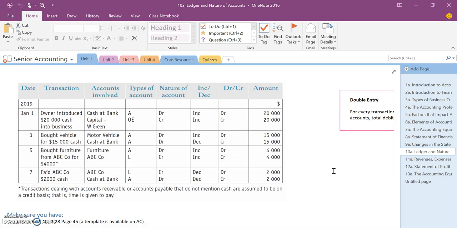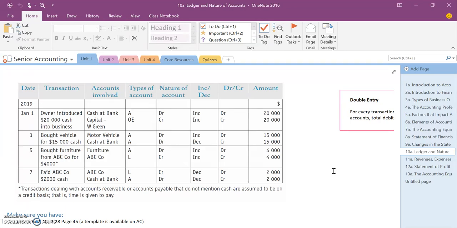and hopefully it should be on the screen in front of you as well. Okay, so if we have a look at the 1st of January, the owner introduced $20,000 cash into the business. And so we have two different accounts that are impacted. Obviously, our cash at bank is going to be impacted because we're storing that extra cash in the business account. But then the owner has contributed that capital in the form of owner's equity. And then hopefully they're ultimately wanting that back at the end of the day. Okay, so we have two types of accounts there.